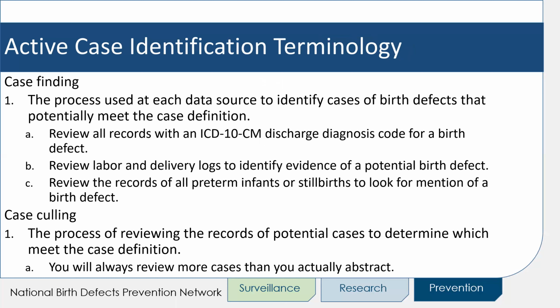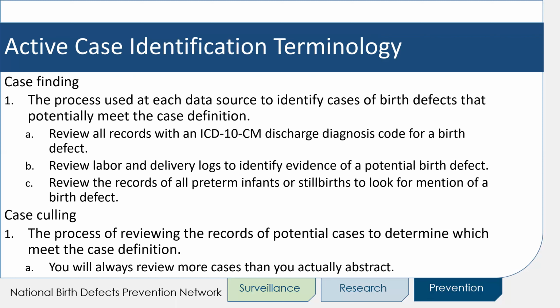Active case identification terminology. Case finding is the process used at each data source to identify cases of birth defects that potentially meet the case definition. This process may include reviewing all records with an ICD-10-CM discharge diagnosis code for a birth defect, and reviewing all labor and delivery logs to identify evidence of a potential birth defect.